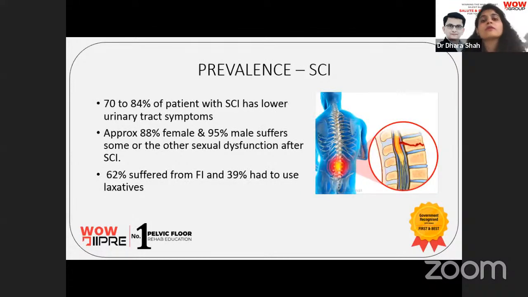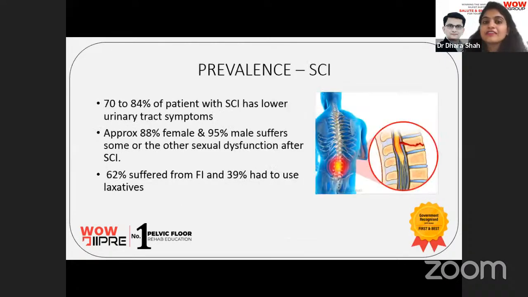Okay. When we talk about spinal cord injury, no matter where the lesion is, whether it is a complete lesion or a partial lesion, whether it is a thoracolumbar lesion or a thoracic lesion or maybe a cauda equina syndrome, there is a lot of prevalence of urinary incontinence, sexual dysfunctions, fecal incontinence, and the usage of laxatives. That is, the patient staying with constipation, or maybe impacted feces, or maybe fecal retention as well.